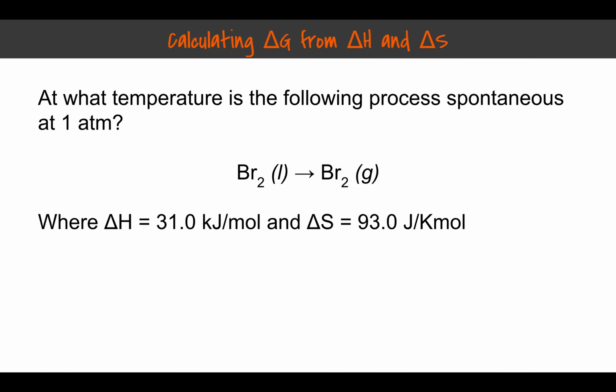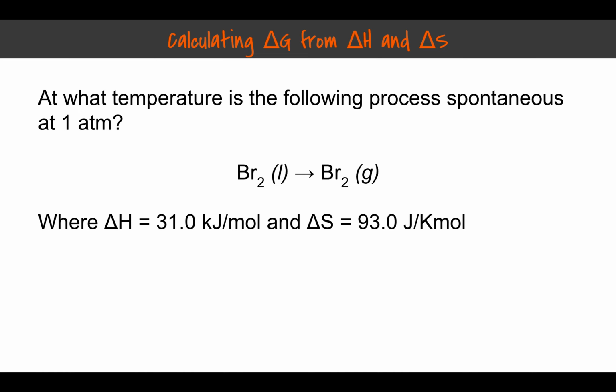All right, so we're going to run through one more problem on how to find delta G from delta H and delta S. This question says, at what temperature is the following process spontaneous at 1 atmosphere? The vaporization of bromine, where delta H is 31.0 kilojoules per mole and delta S is 93 joules per Kelvin mole. One thing you need to think about is, when is delta G spontaneous?